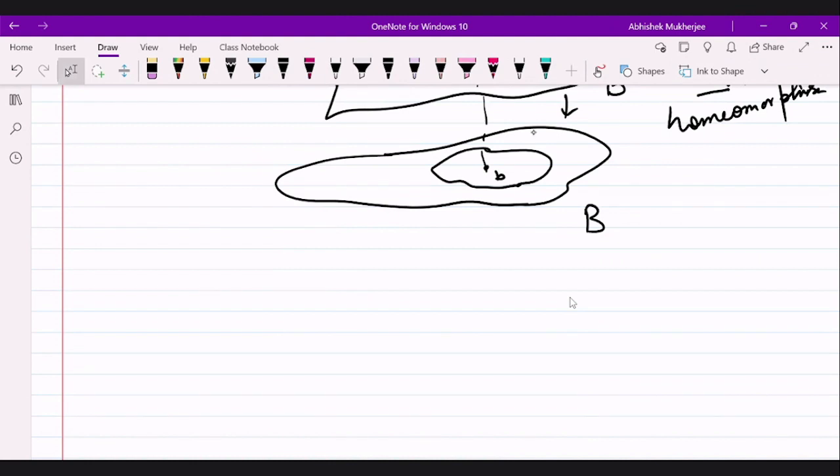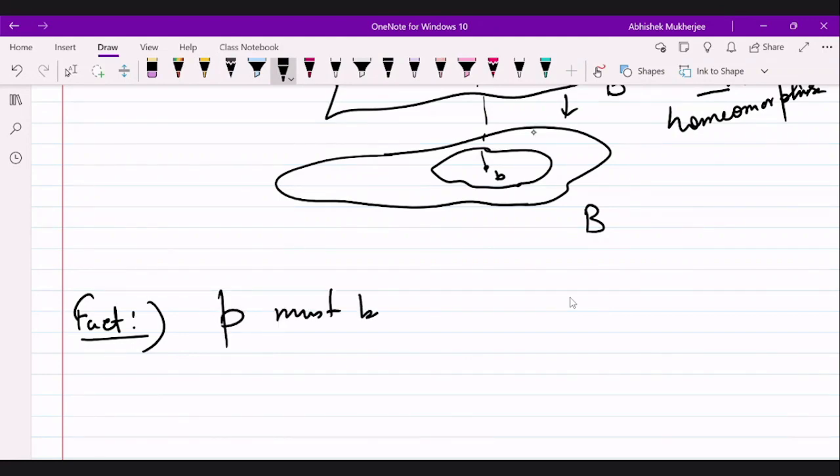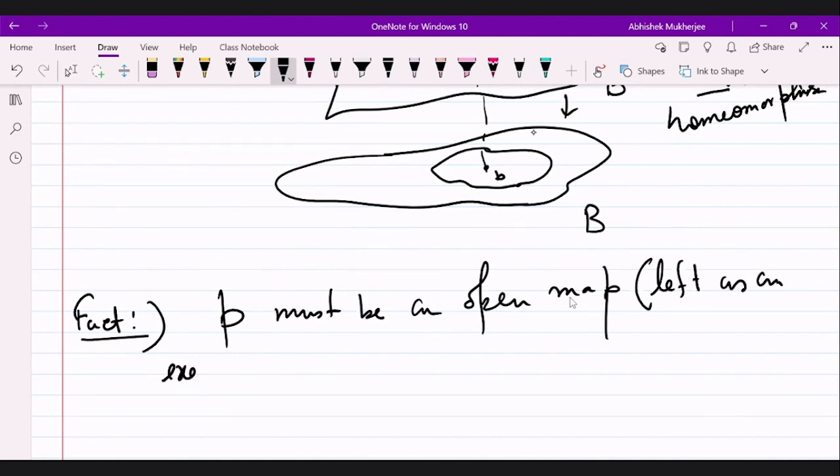Another interesting feature that a covering map will enjoy is that p must be an open map. This will be left as an exercise. It's a very easy exercise, but it is interesting. Just using the definition of covering space and covering map, you will get that result. Great.